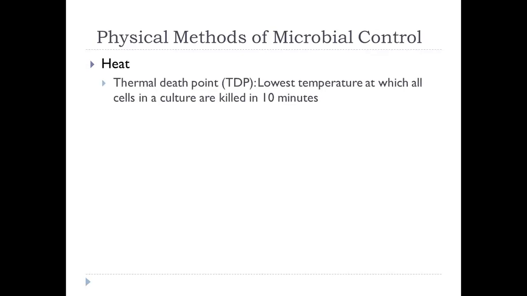Physical methods of microbial control. Heat. The thermal death point is the lowest temperature at which all the cells in a culture are killed in 10 minutes. So it's the temperature that kills all bacteria in a culture in 10 minutes. It's the lowest temperature I would need to kill all of the cells in 10 minutes.